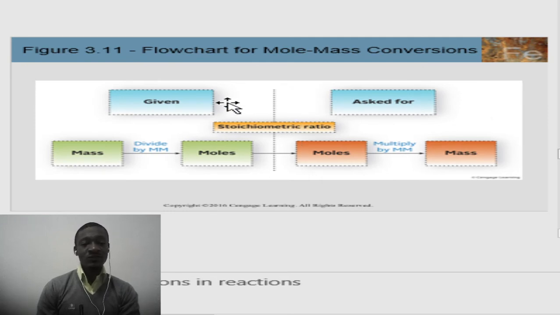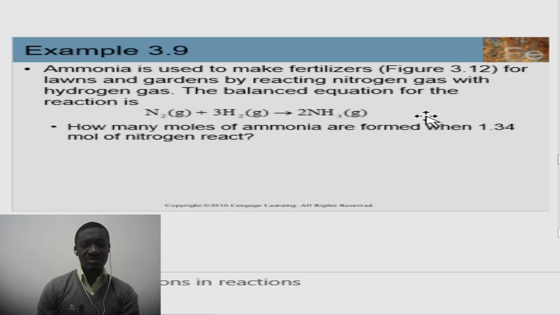So the flow chart just shows what's given and what's asked for, and you have your mass and mole relations between the two. I'm just trying to balance the ratio of what you're given and what you're asked for. That's just your conversion through that.